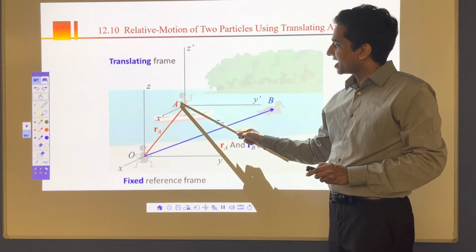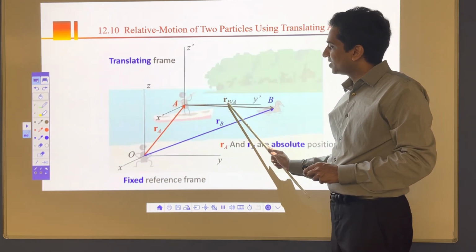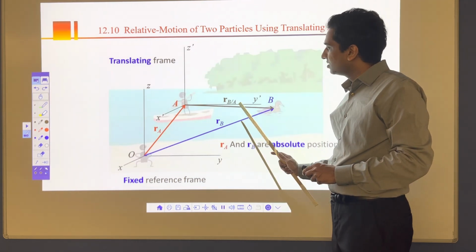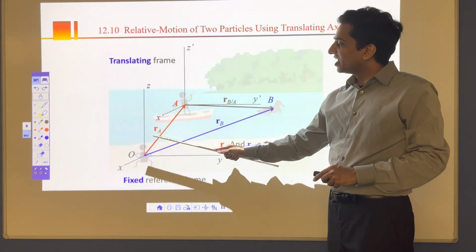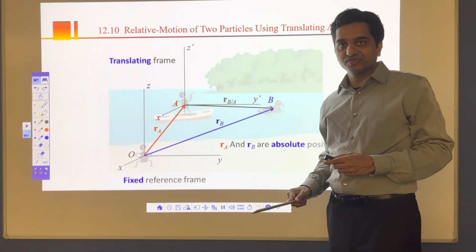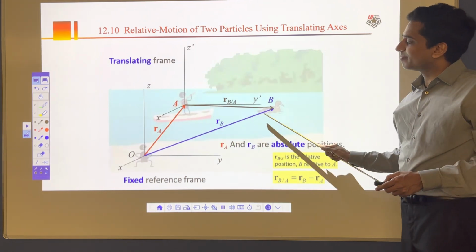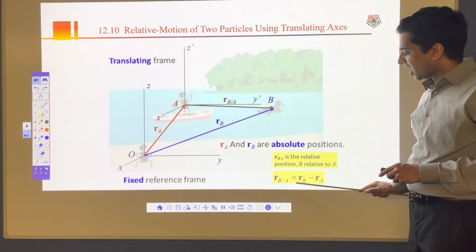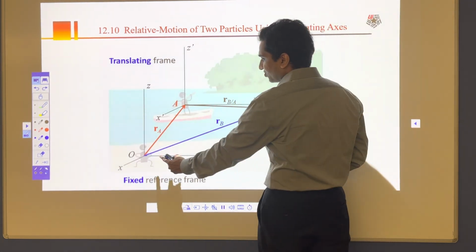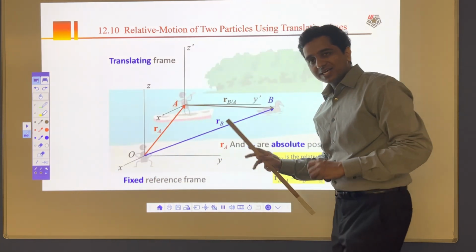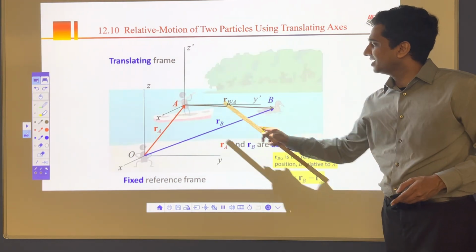From A, the position of B will become RB/A, the position of B with respect to A. R is my position vector. Both are moving, both have direction and magnitude. So RA, RB and RB/A are vectors. If you know the vector addition rules, then you can say RB/A is equal to RB minus RA. That's the equation I will get, the relationship between the positions of B and A.